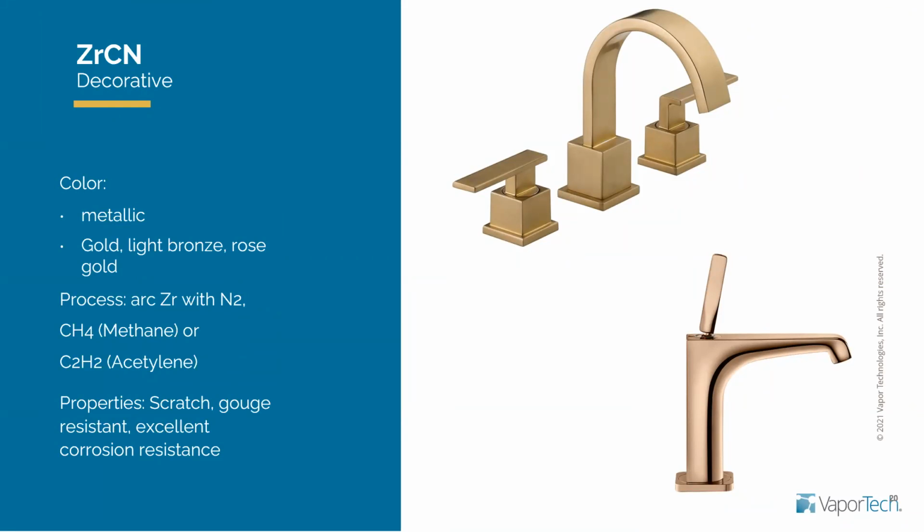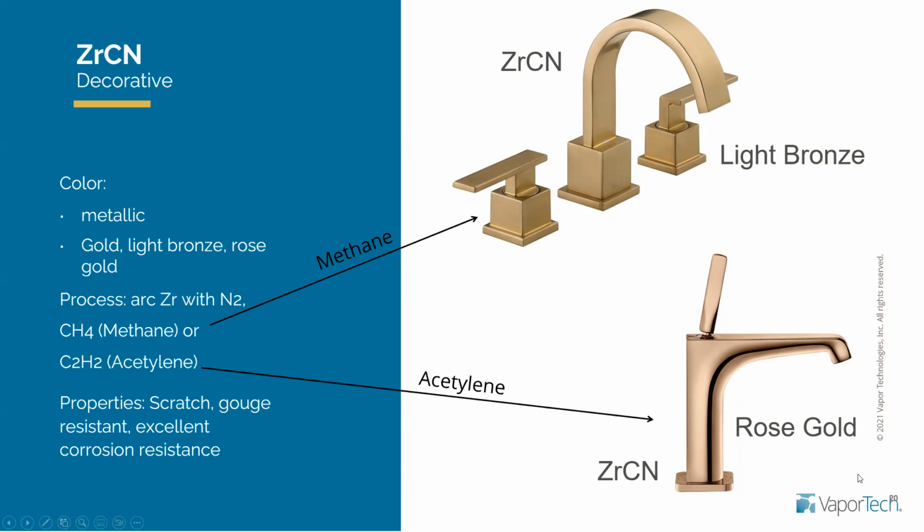If you use the same process, but you add either methane or acetylene to the process itself, you can create a decorative coating that has a different color. You're still going to have a metallic appearance, but now you're going farther into the color range, and you can get a light bronze color. You can create a gold color, a very saturated gold color, or you can create a rose gold color.